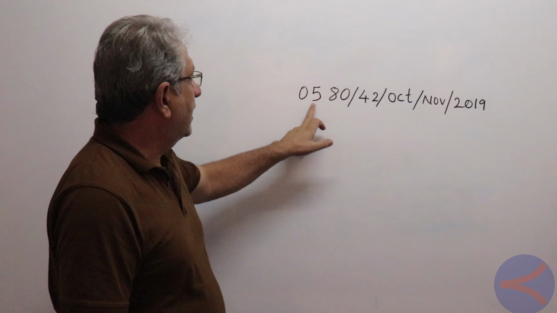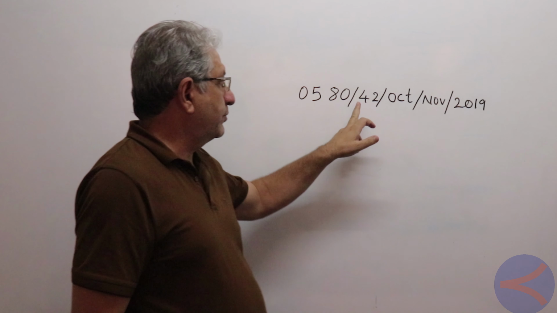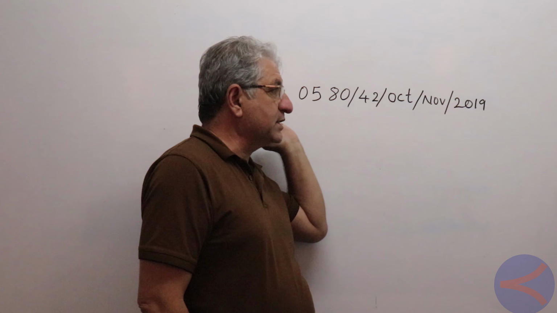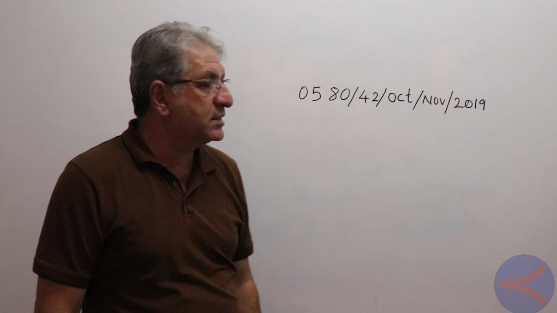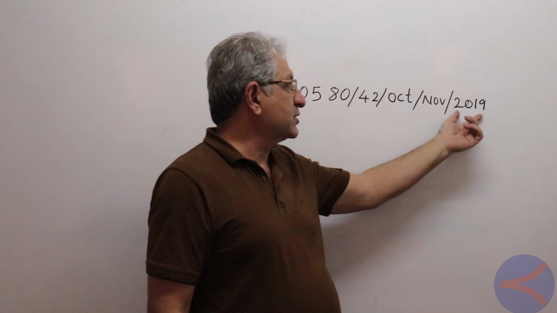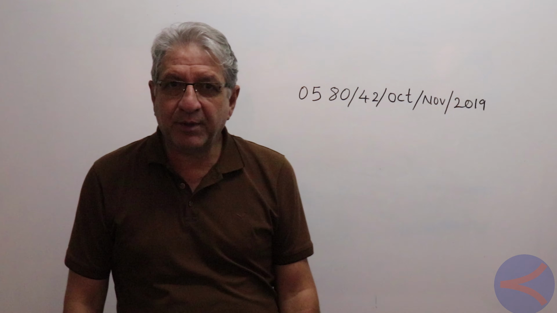We are doing the second part of the question paper 0580, paper 4, variant 2. This is the mathematics paper for IGCSE, October-November 2019. We have done the first part. Now we are going to do the second part of the same question paper.